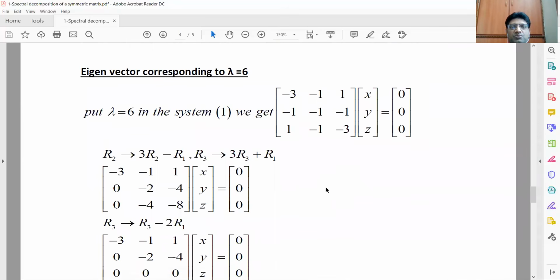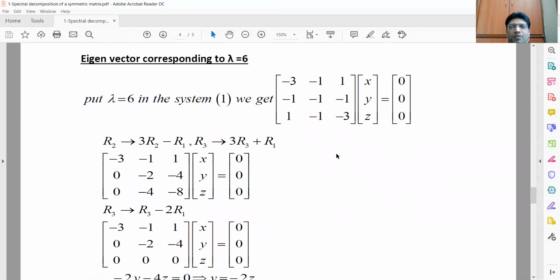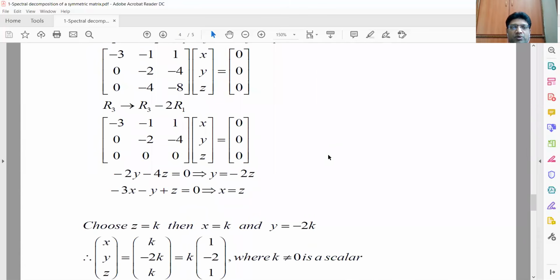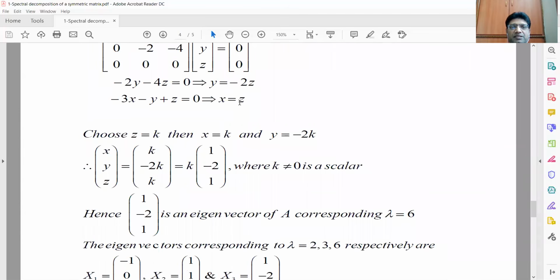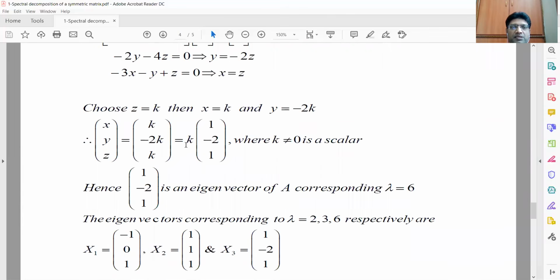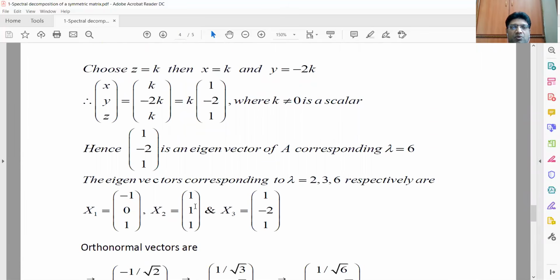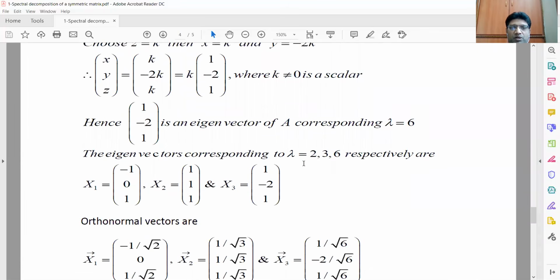Similarly, if you substitute λ = 6 and solve it, you are going to get this equation. Here I am selecting z as k. If I select z as k, my x is k and y is minus 2k. So k is taken outside, giving (1, −2, 1), where k is a nonzero scalar. If I choose k is 1, I got this one. So now I got the 3 eigenvectors corresponding to the 3 eigenvalues.